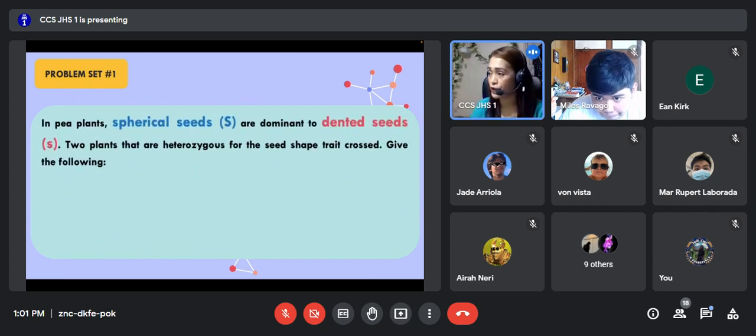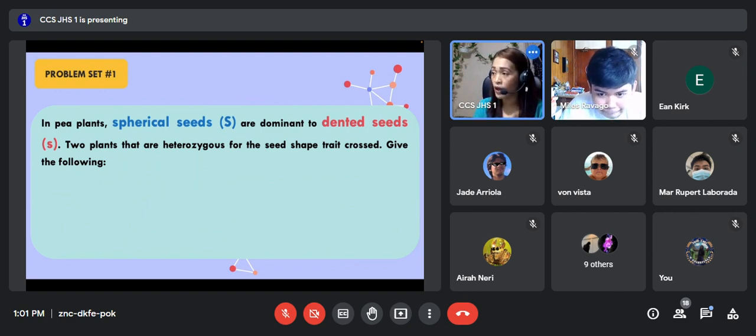Okay, so let's talk first about the description of the problem. In this case, it talks about the shape of the pea plant. One is spherical and the other one is dented. In other books, dented is also described as wrinkled. Okay? And sometimes some other books, instead of the word spherical, use the description round. So, spherical is dominant over the dented characteristic or the dented option.